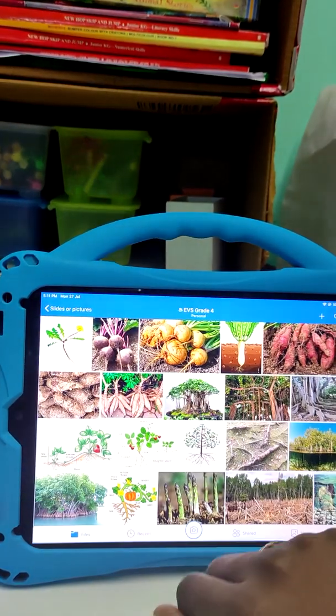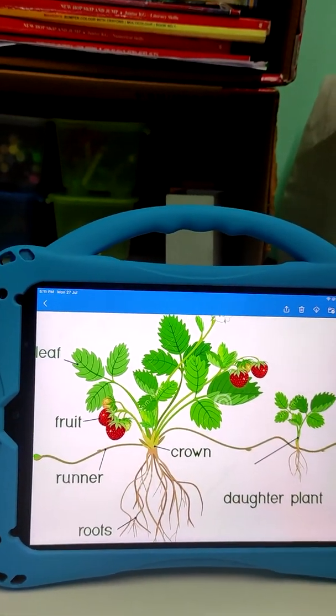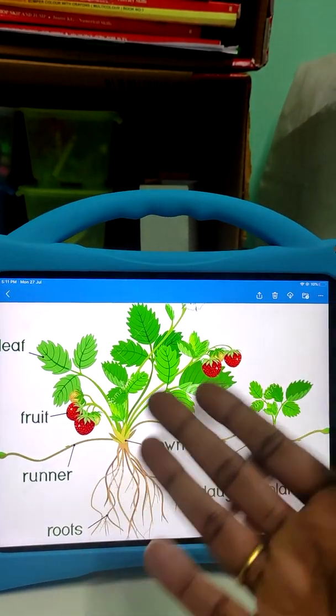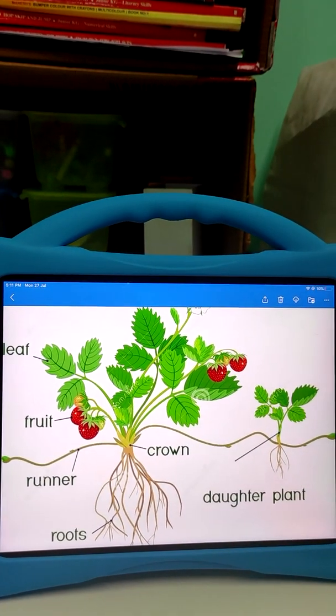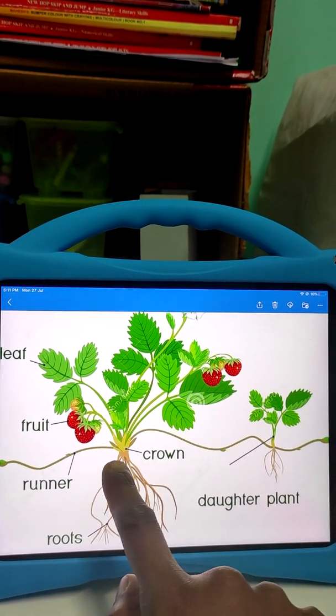And the next type is propagative roots. See, in this type of propagative roots, they help the plant to make more plants like itself. For example, a strawberry plant. Here you can see one of the roots. This one is called the runner.